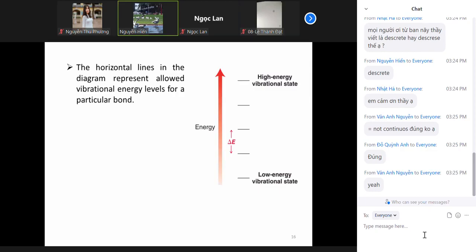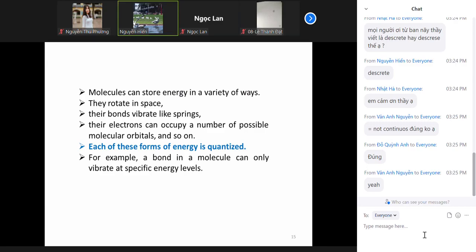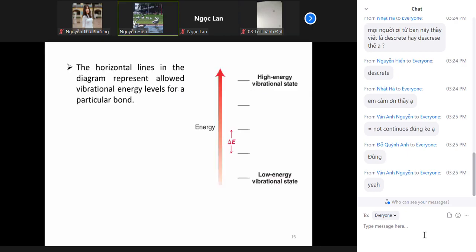So you have the pictures here to illustrate the quantized levels of the energies. The horizontal lines in the diagram represent the allowed vibrational energy levels for a particular bond. Vibrational là dao động.